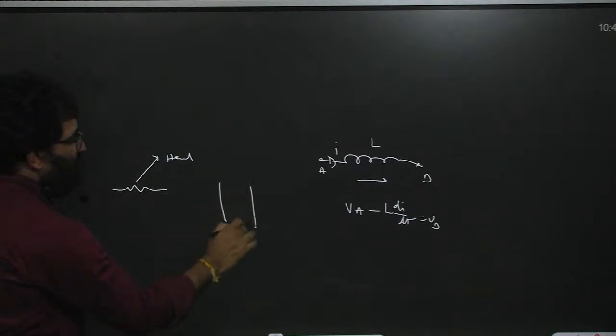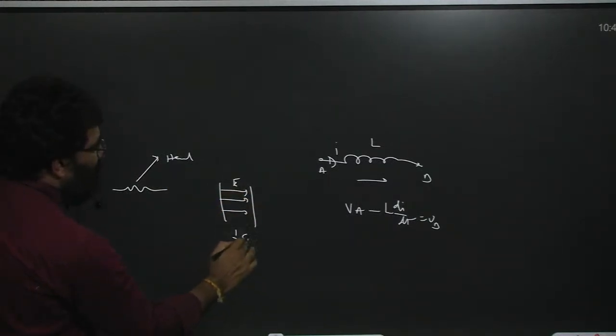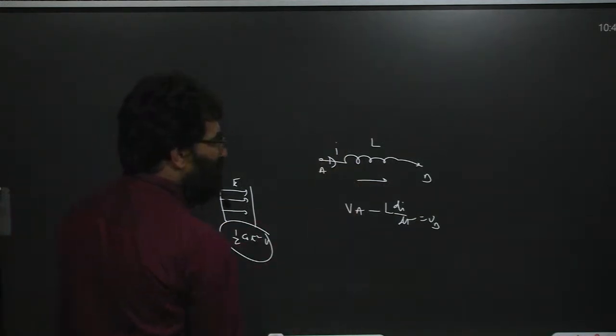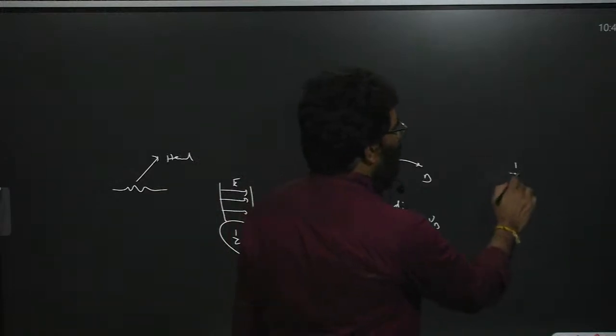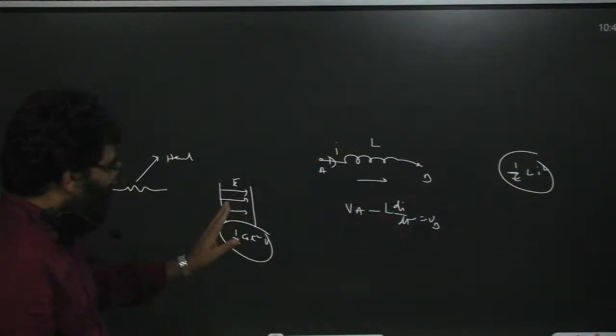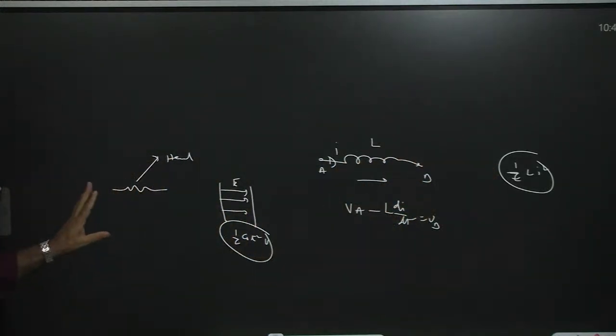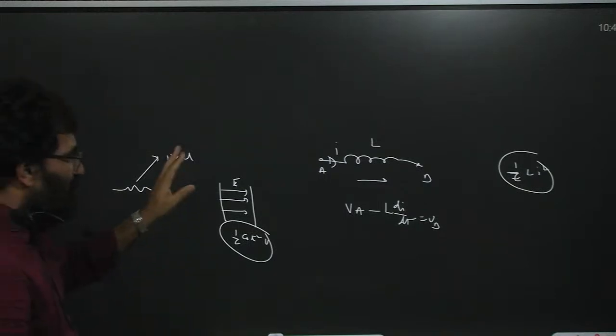But a capacitor always stores energy in the form of electric field. How much energy? Half epsilon naught E square into V. But an inductor always stores energy in the form of magnetic field, half L i square. So capacitor and inductor both can store energy, but resistance always dissipates energy. So always remember this one, okay?